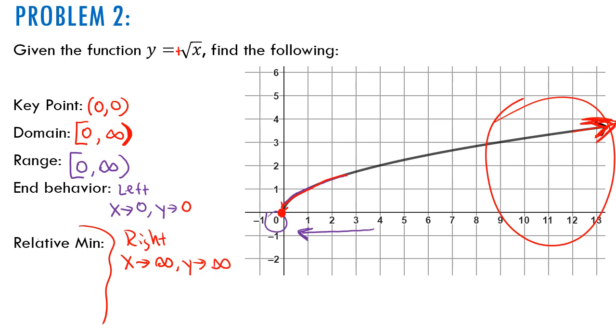Now the relative min is going to be the lowest point on the graph, and our lowest point is right here at 0, 0.